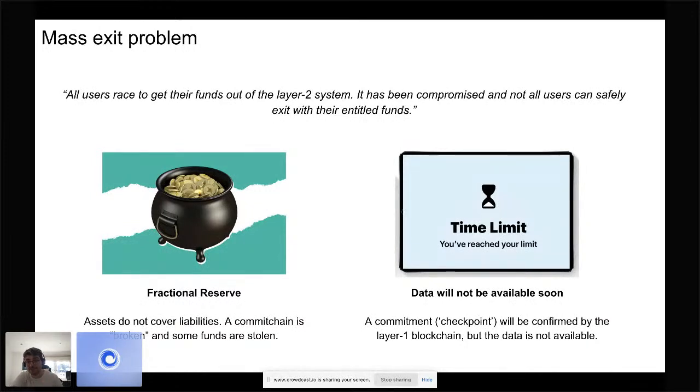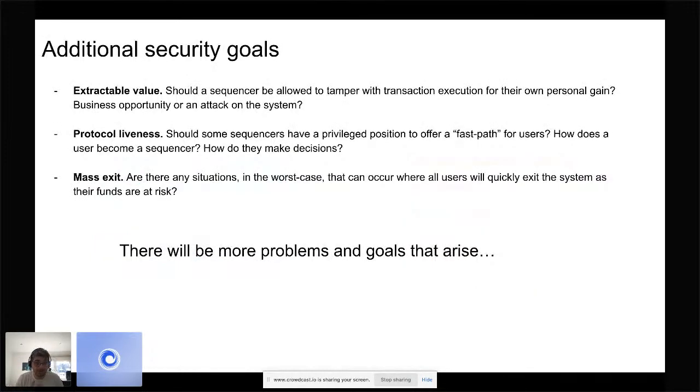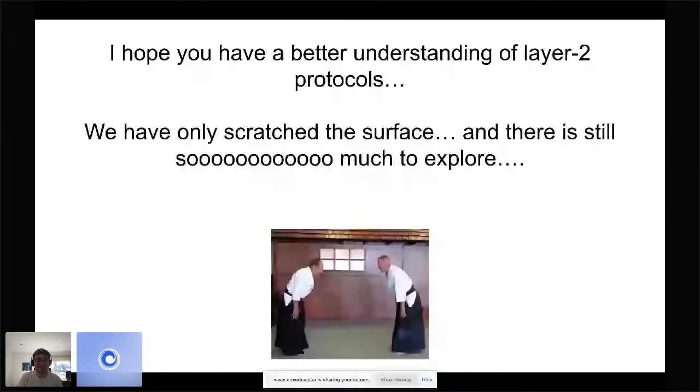It's just when the layer 2 system gets compromised and users have to run and get their funds out because they don't want to be the last one out. So now we have these really cool additional security properties. We have to care about extractable value, protocol liveness, and mass exit. And as you dive down this rabbit hole, there's just more problems and more goals that arise, because commit chains are way more complicated than payment channels. But I hope you now have a better understanding of the layer 2 protocols. We've only scratched the surface and there's still so much more to explore.